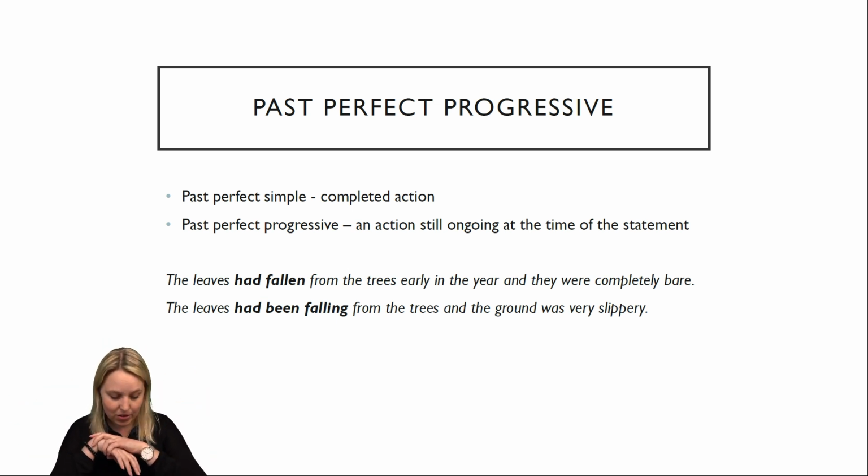Yeah. So here are again two example sentences. The leaves had fallen from the trees early in the year and they were completely bare. So we have the past perfect, so had fallen, because it's still in the past, they are completely bare. So that's it. So what must have happened before?